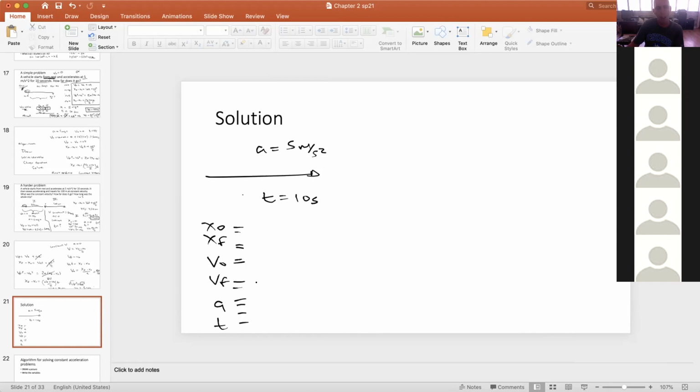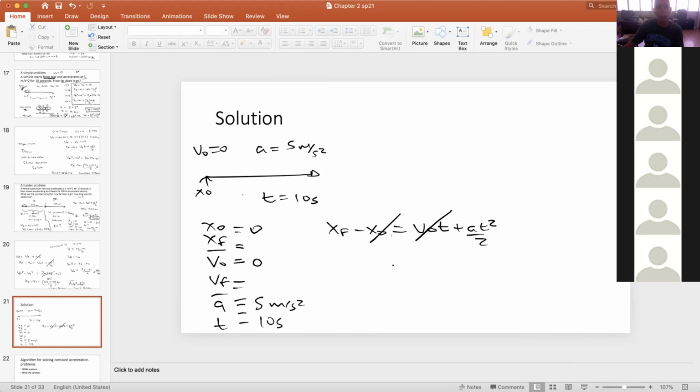And we started from rest, so V initial was 0, and we're going to say that X initial is 0. And we need to find both X final and V final. So this is 0, this is 5 meters per second squared, and this was 10 seconds. To find X final without knowing V final, we use this: A t squared over 2, which is 5 times 10 squared over 2. That's 100, so that's 500 over 2 is 250.